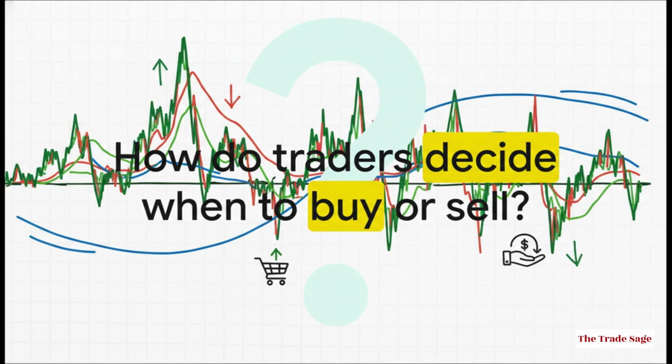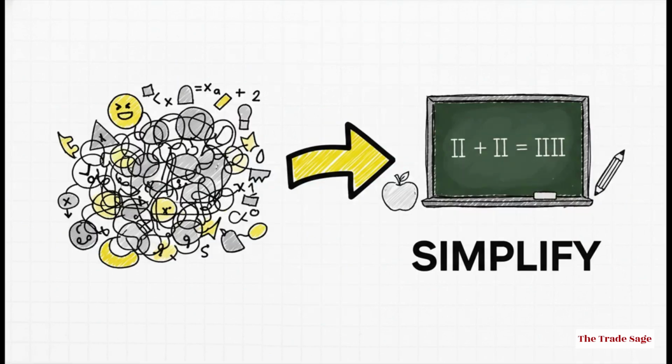With prices bouncing all over the place, how does a trader actually make that call? How do they decide, okay, this is the moment to buy, or nope, it's time to sell and get out? You might think it's some kind of super secret, complex formula, right? But the truth is the answer starts with a tool that's surprisingly simple. In fact, it's built on a concept you almost definitely learned about way back in school.